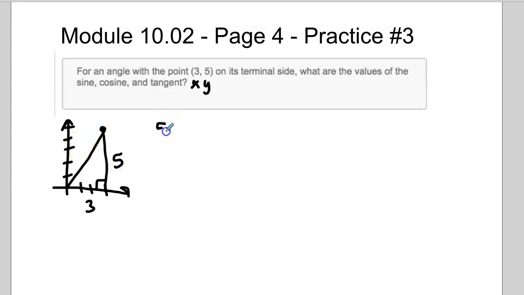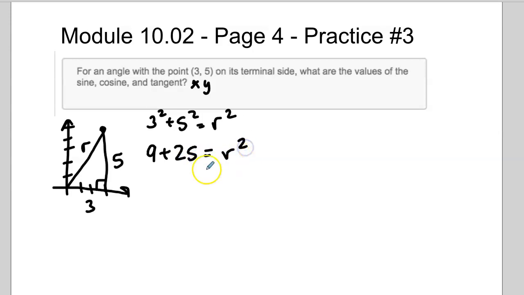Now again, for the radius, we have to use the Pythagorean theorem, so 3 squared plus 5 squared is equal to, this will be r, so r squared. What we end up getting is 9 plus 25 is r squared, and this becomes 34 is r squared, so therefore the square root of 34 is r. So now we have a value here, root 34.